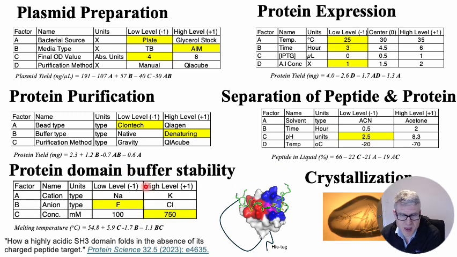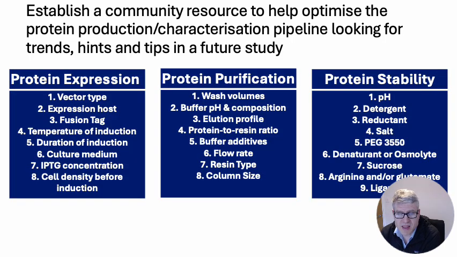We've looked at protein domain buffer stability and found that high salt is really important, and actually having a fluoride anion is the best type, and some of this data has been published recently as well. And we've actually used it, like I said, in crystallization and got crystals and structures from some interesting mutants relatively quickly using this approach. So basically, we'd like to establish a community resource to help optimize all of this pipeline.